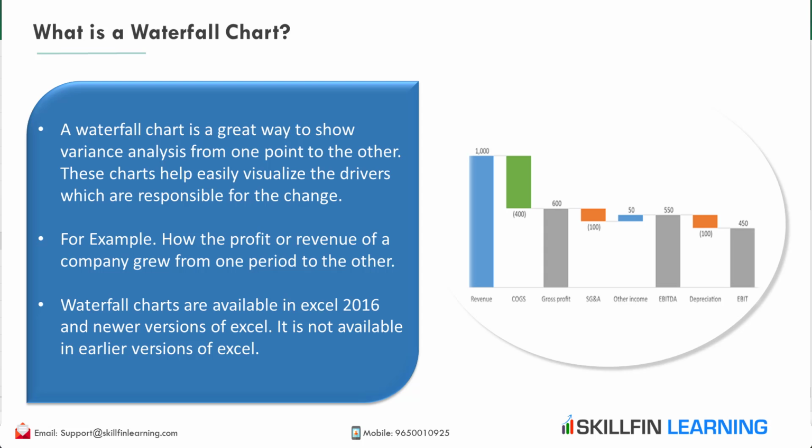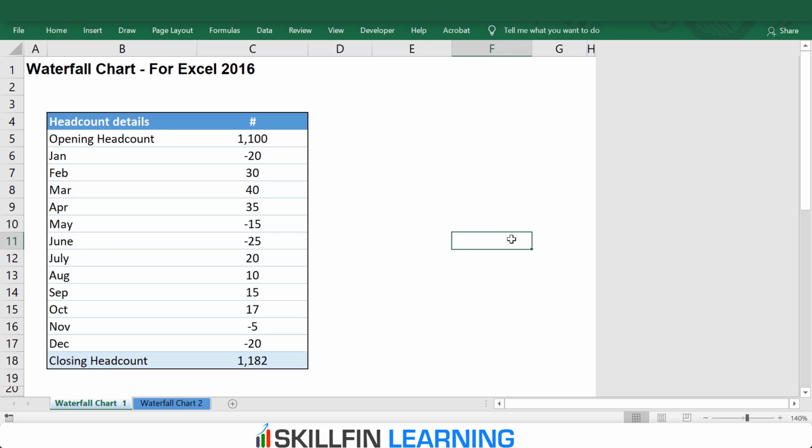A default version of the waterfall chart is available in Excel 2016 and newer versions of Excel. It is not available in earlier versions of Excel. Let us start with the help of a simple example. Here we have the headcount details of a company. We have the opening headcount and the closing headcount, and in between we have the month-on-month changes. We want to show this data with the help of a waterfall chart.